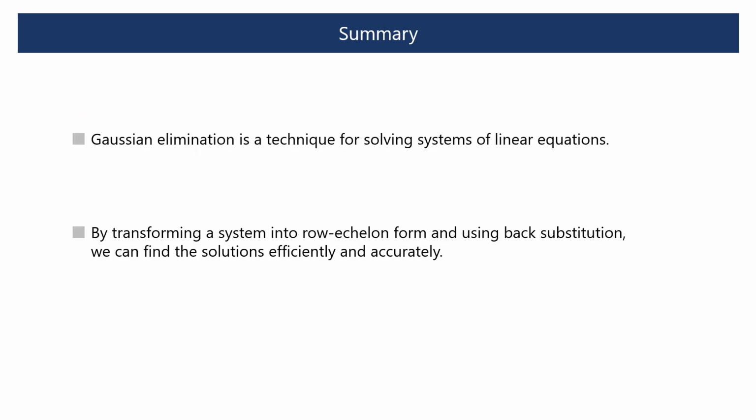Gaussian elimination is a technique for solving systems of linear equations. By transforming a system into row echelon form and using back substitution, we can find the solutions efficiently and accurately. In the next section, we will explore a more advanced method for solving linear systems, LU decomposition.